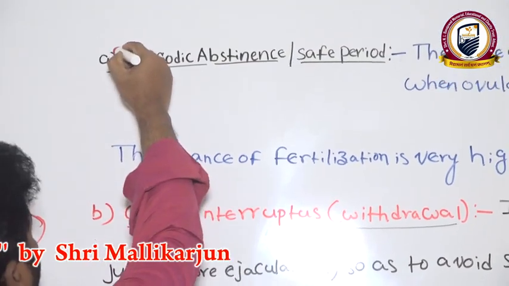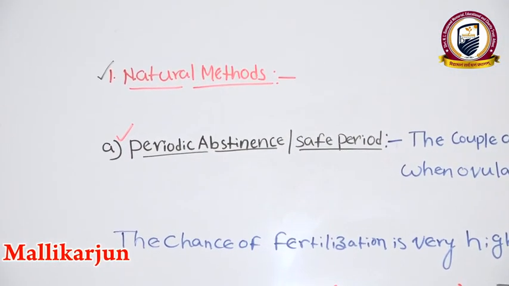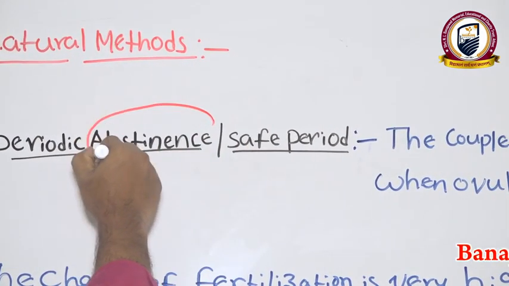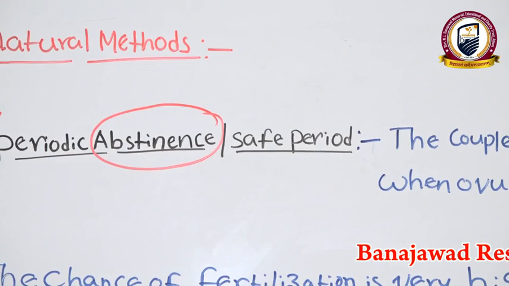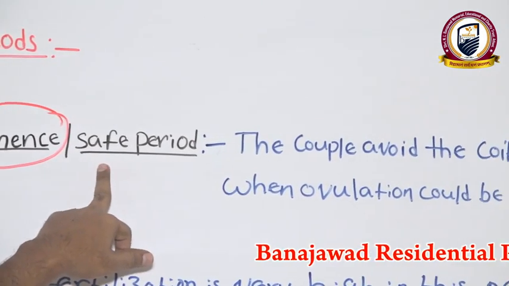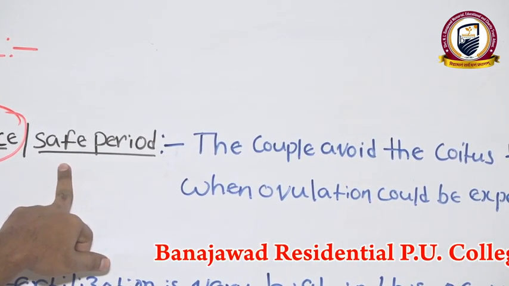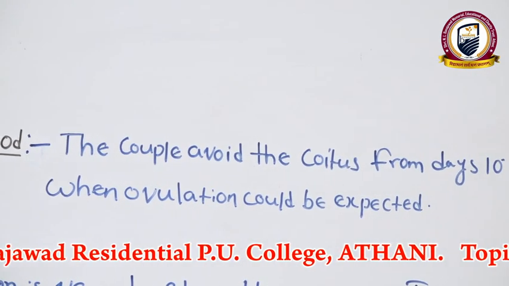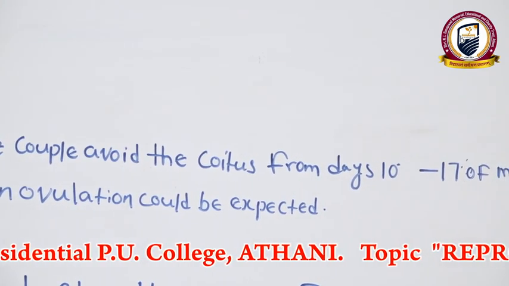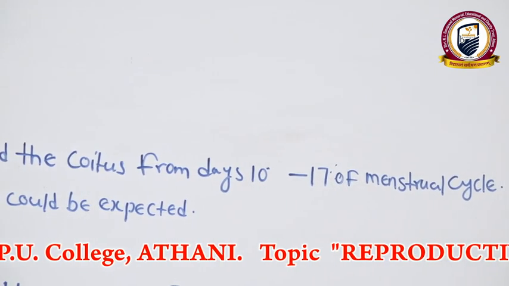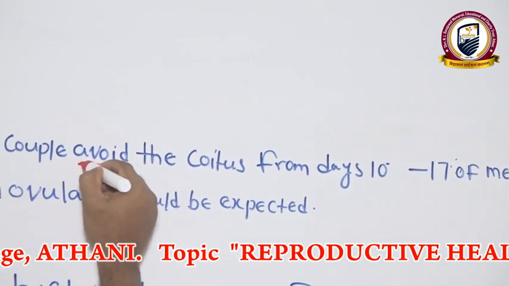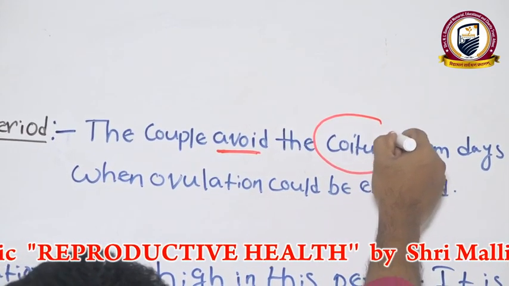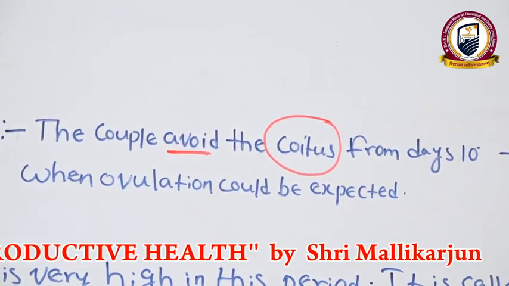First we will take up periodic abstinence. Abstinence is nothing but stopping. Safe period means when it is safe for sexual contact and when it is the risky period for sexual contact; that we will also discuss clearly. In this method, the couples avoid coitus, which is nothing but sexual contact.